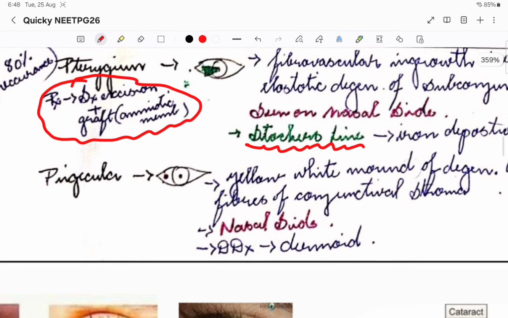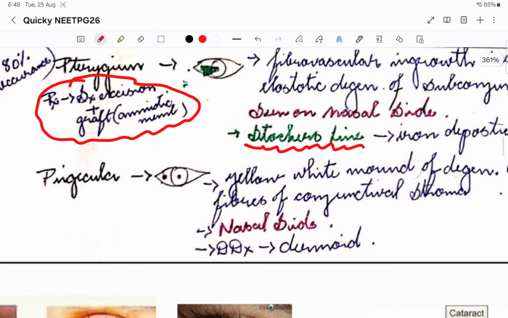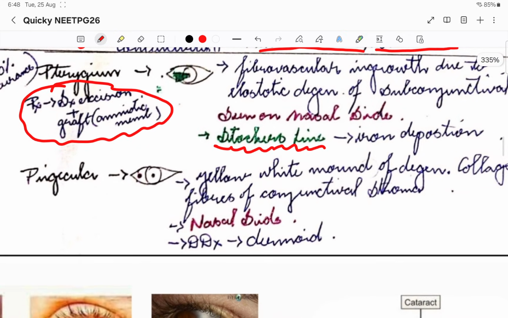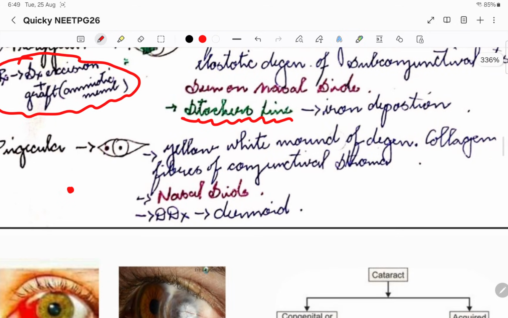Then coming to pinguecula, it is almost similar. We'll get confused between pterygium and pinguecula, but here it is yellow-white collagen deposition. So, for example, there will be a round body present in the conjunctiva. Here also it is on the nasal side only.